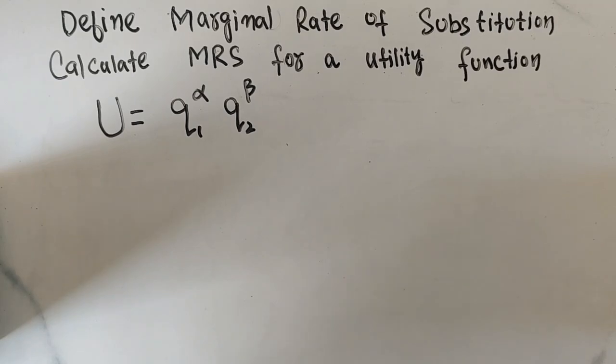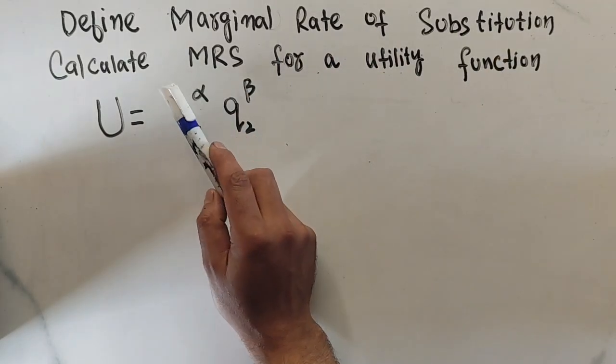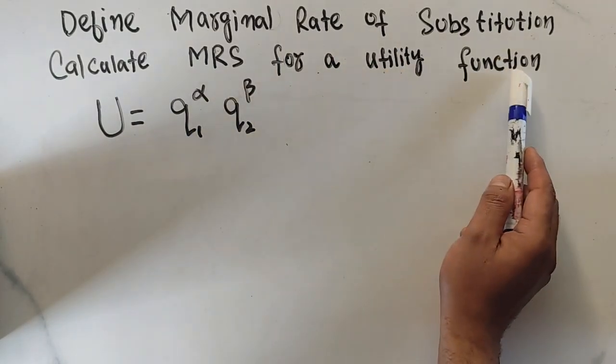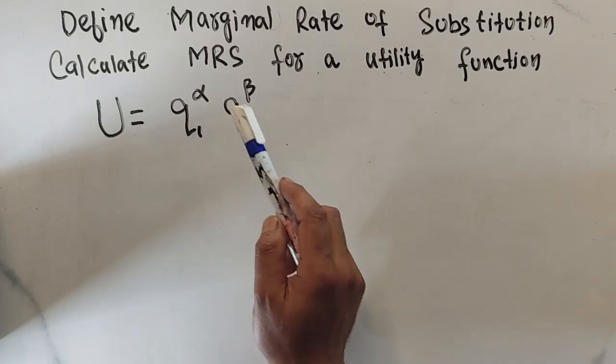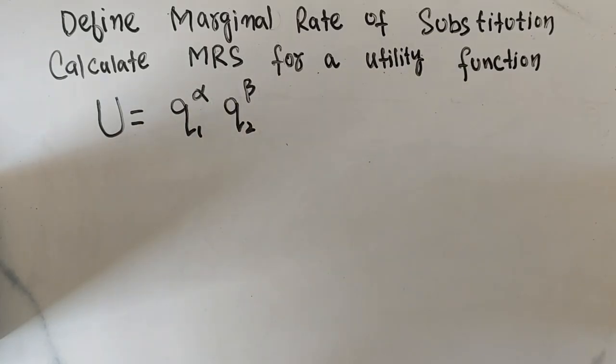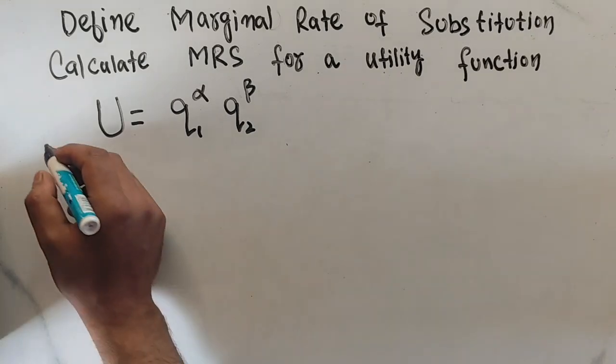The question is: define marginal rate of substitution and calculate the marginal rate of substitution for the utility function u equal to q1 raised to the power alpha times q2 raised to the power beta. Okay, so first things first, what is meant by marginal rate of substitution, or MRS?